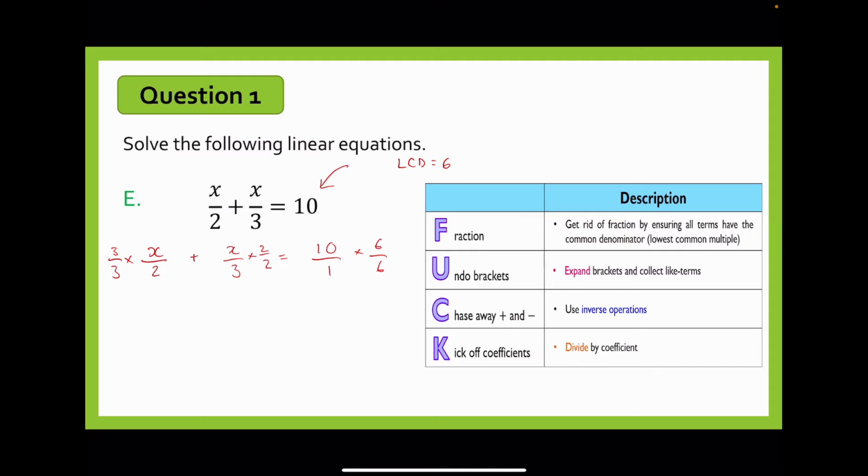So this becomes 3x on 6 plus 2x on 6 equals 60 on 6. Remember, denominators are the same, so you can cancel them out. So I'm just going to rewrite that. So that becomes 3x plus 2x is equal to 60. I can now add these together. So 3x plus 2x is going to be 5x. And in the last step, I'll divide both sides by 5.